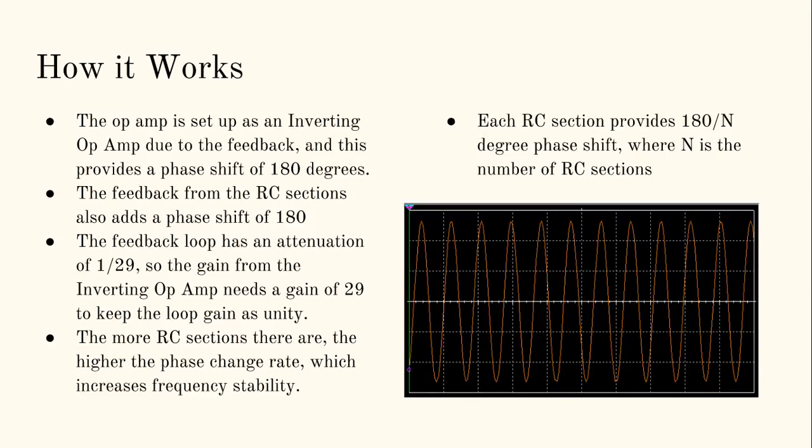So the more RC sections there are, the higher the phase change rate, which increases frequency stability. Each RC section provides 180 over n degree phase shift, where n is the number of RC sections. And this picture here shows the output from the circuit from Multisim.